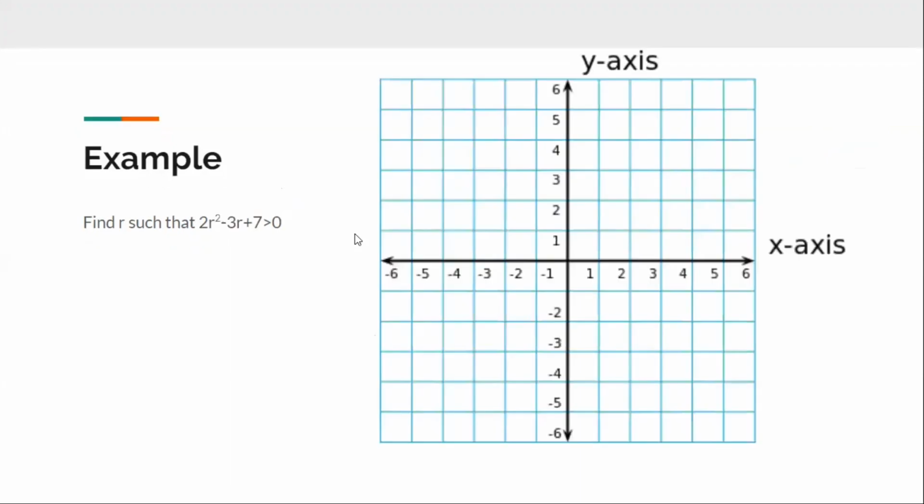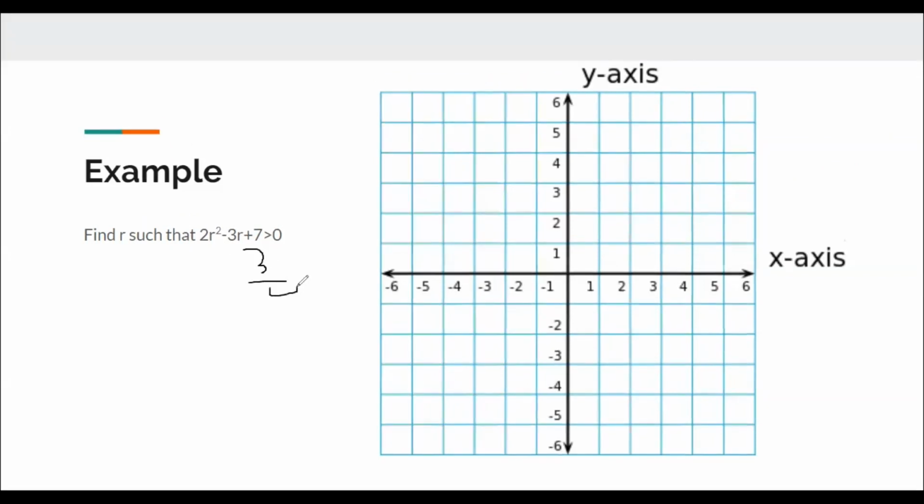Find r such that 2r squared minus 3r plus 7 is greater than 0. So we can graph this parabola. It's going to be minus b over 2a is the axis of symmetry, which will be 3 over 4. So something like this, somewhere on this line. And then 3 over 4 is r, so 9 over 16 times 2, 9 over 8, minus 9 over 4 plus 7.